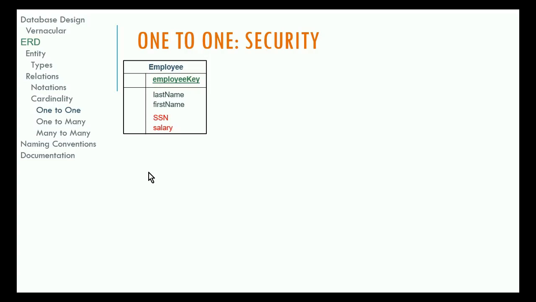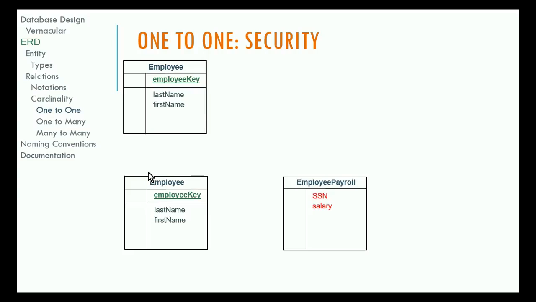Those are all unique attributes about an employee. An employee doesn't have multiple salaries. They don't have multiple SSNs. So they all apply uniquely to that employee. But I want to separate that for security reasons. So you can move that to another table. So it would look something like this. So every employee would have one and only one employee payroll record. And an employee payroll record always relates back to one and only one employee.